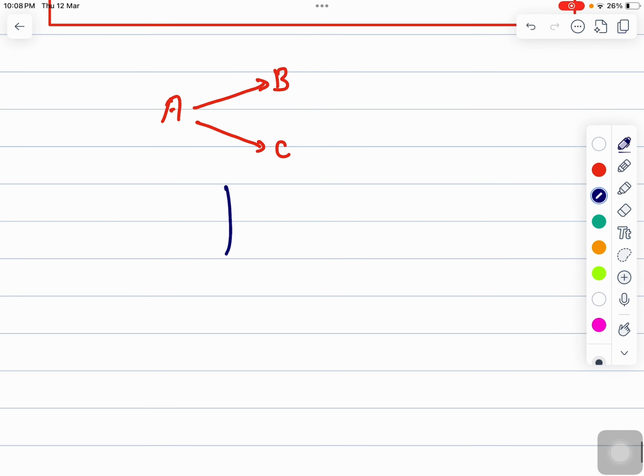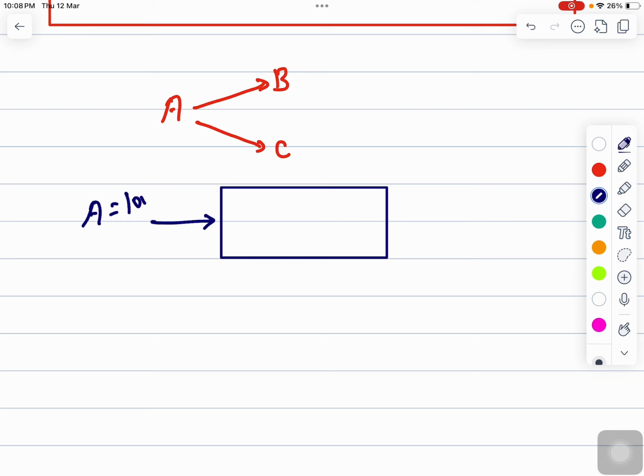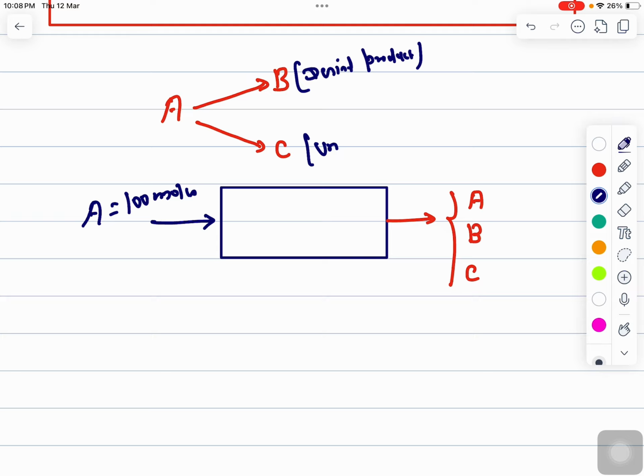And this reaction is happening in, let's say, a reactor, right? So here at the inlet you will be feeding A, let's say you are feeding 100 moles of A, and at the reactor exit you will be getting unconverted A, then there will be B, and then there will be C. I am assuming B is your desired product and C is your byproduct, and I am assuming this is just 2B, right? 2B. Okay.